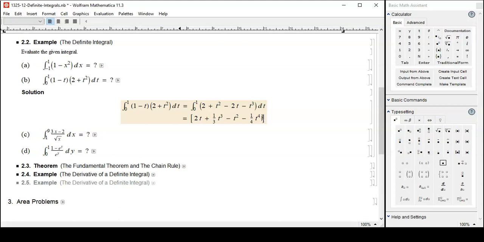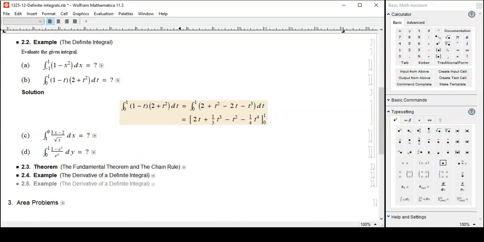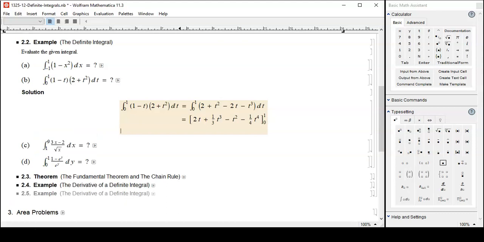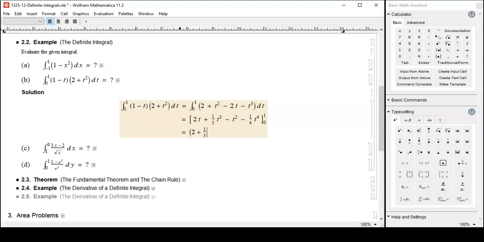Here's a reminder: we just did the antiderivative computation. We have yet to apply the fundamental theorem. So I'm going to plug in t equals 0 and t equals 1 and subtract one from the other. Let's plug in t equals 1. Oh, that's easy. If t is 1, then 1 to anything is 1. So 2 plus 1/3 minus 1 minus 1/4.